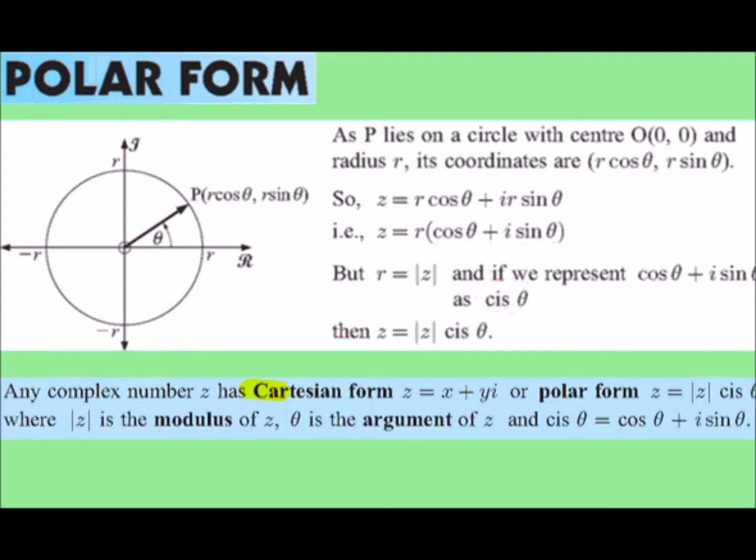So the Cartesian form of a complex number is x plus iy. The polar form of the complex number is now mod z times the cis of theta. Once again, mod z is the modulus and theta is known as the argument. And once again, the abbreviation for cis theta is cos theta plus i sine theta.